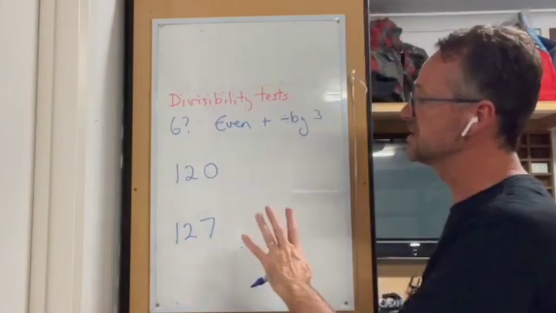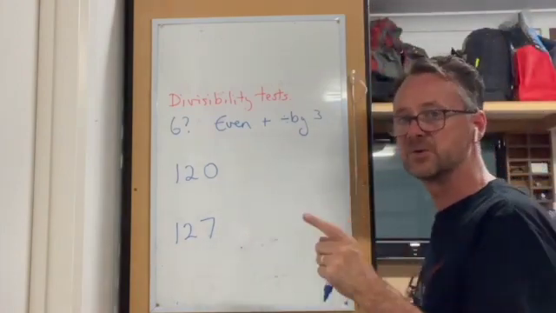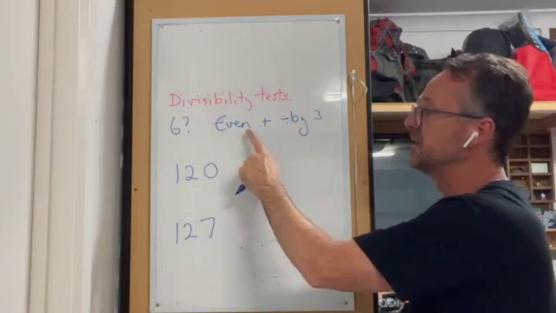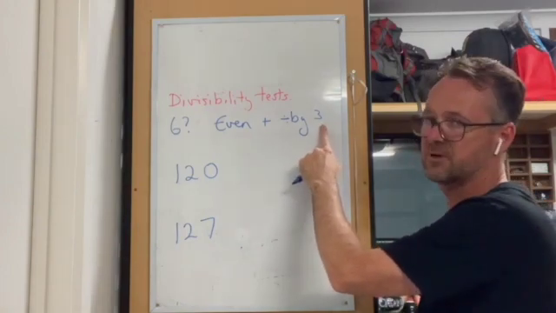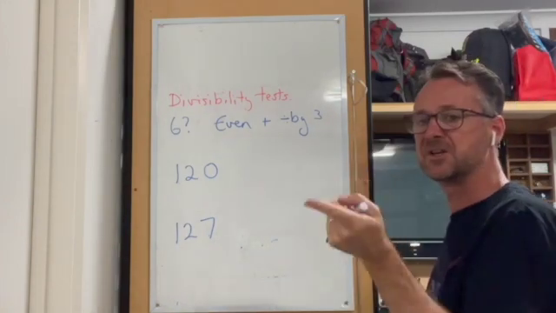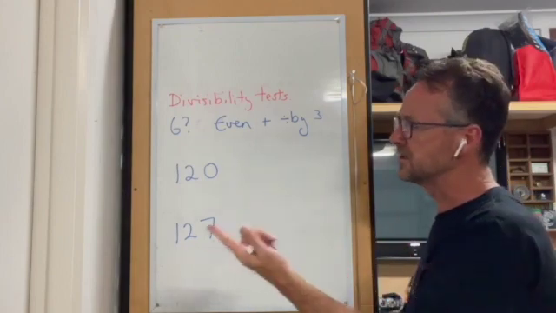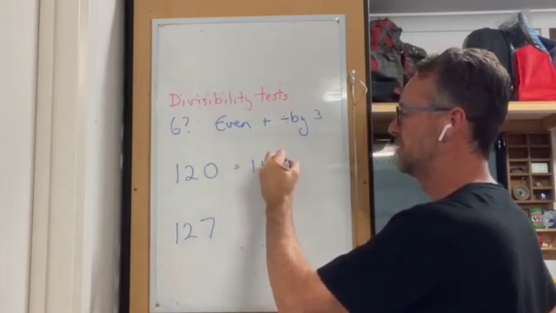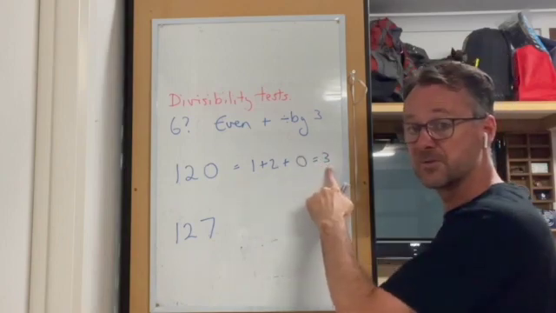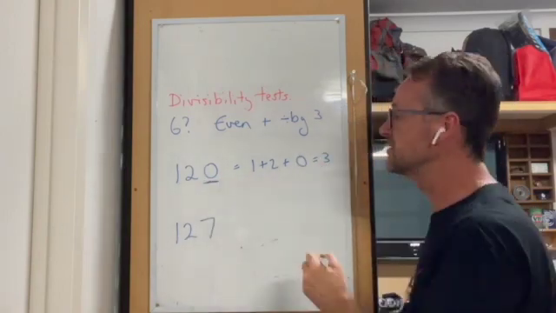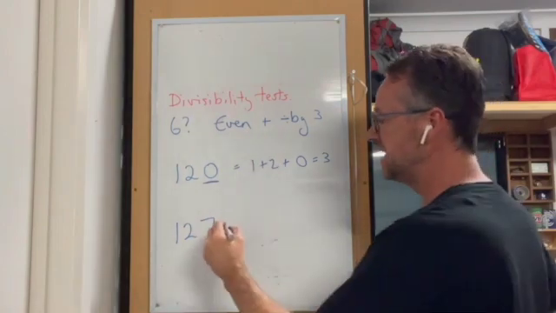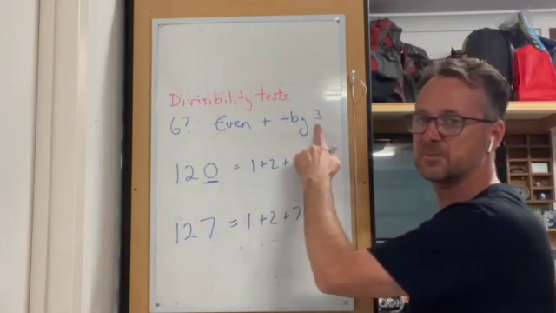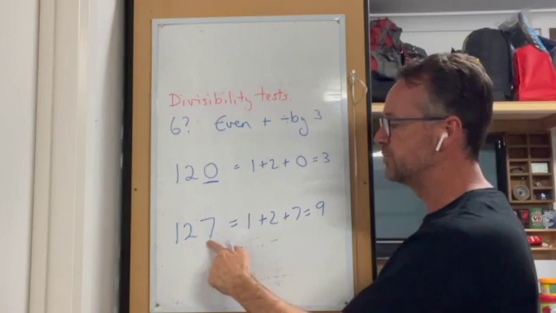Okay, now we're looking at the number 6, and the number 6 has two parts to it, okay? Firstly, it has to be an even number, and then if it is an even number, is it then divisible by 3? Now we know from previously that divisible by 3 means we add the sum of the digits together, and it'll give us a multiple of 3. So here, for example, we have 1 plus 2 plus 0, and that's going to give us 3. So that's a multiple of 3. And it's even because it ends in a 0, so that's a yes, 120 is divisible by 6. Here though, we have 1 plus 2 plus 7 gives us 9, which is also divisible by 3, but it's an odd number. So this one would be a no.